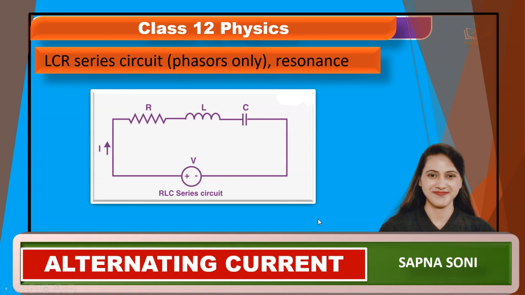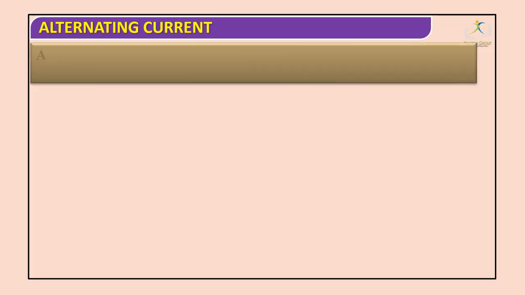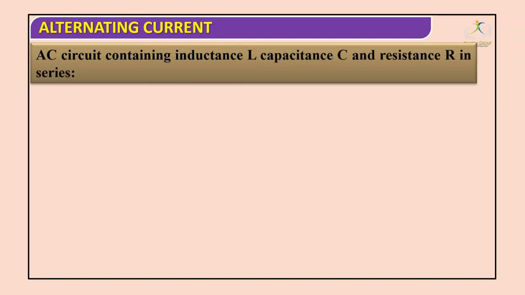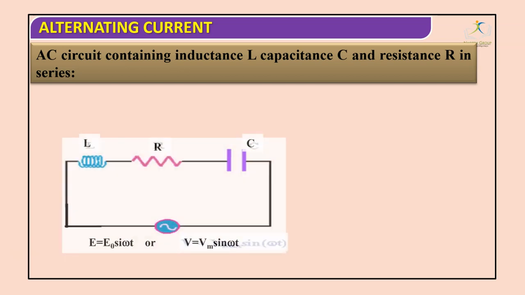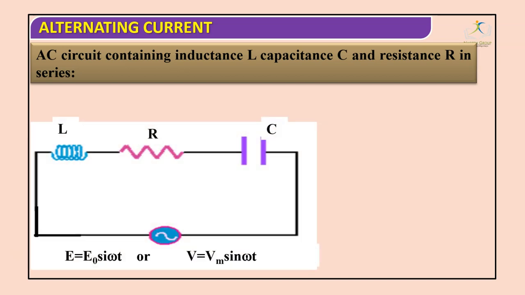Welcome students. So now we are going to the topic LCR circuit phasor diagram on resonance. So one by one we will start to explain. First, think of an AC circuit containing inductance L, capacitance C and resistance R in series combination. As you can see, this is the diagram where L is the inductor, R is the resistance and C is the capacitor.